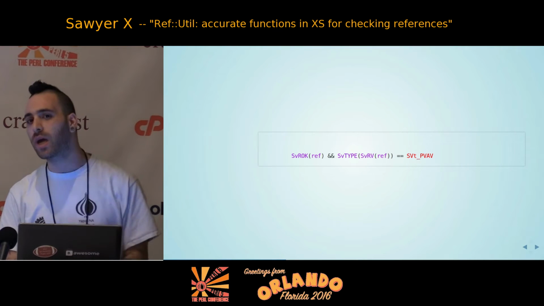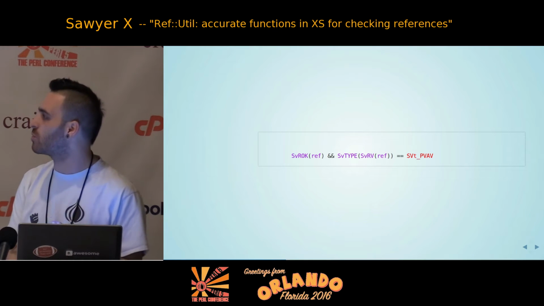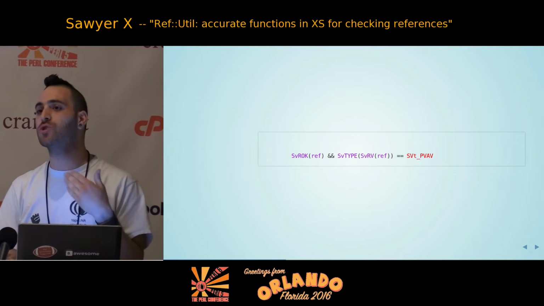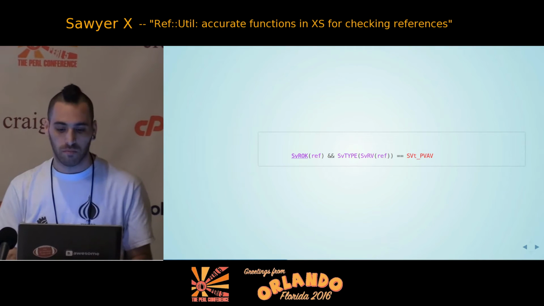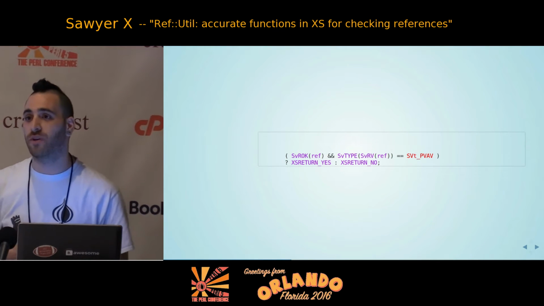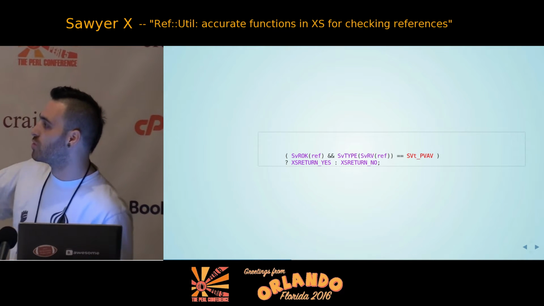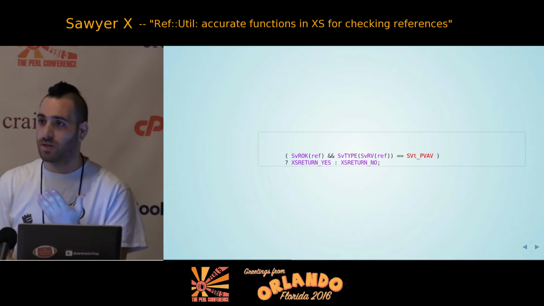So is it okay to treat this as a reference? If it is okay to treat this as a reference, I would like you to dereference it, and then I would like you to check if the type is an array. It's that simple. We have just written an XS function. We will probably want to return success or fail, so we'll use XSRETURN_YES and XSRETURN_NO to decide whether it was correct or not, and that would be yes or no.